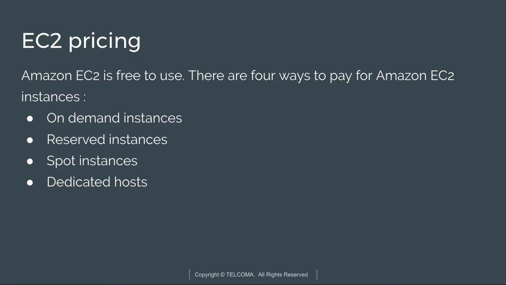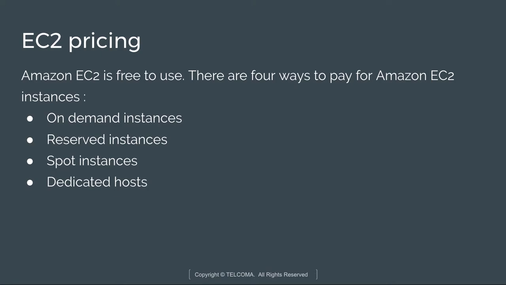Next, we have Amazon EC2 Spot instances. They allow you to bid on spare EC2 computing capacity for up to 90% off the on-demand price. Spot instances are recommended for applications that have flexible start and end times. These are for applications that are only feasible at low-cost compute prices. Or these are for users with urgent computing needs for a large amount of additional capacity.